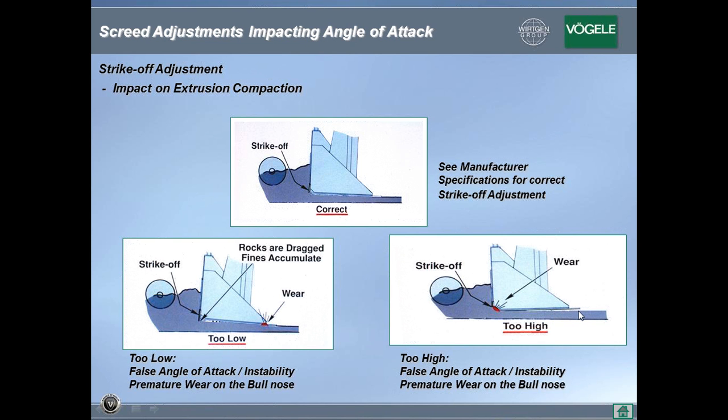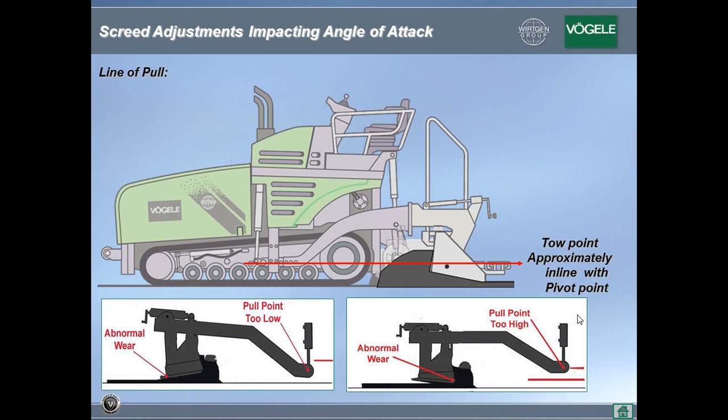And here you can see the trailing edge is off the mat. So that's a good indication whenever you get out on a job site. If there's daylight between the trailing edge of the screed plate and the mat, then something is wrong. The screed is not floating with its natural angle of attack. So that's how strike off impacts adjustment.